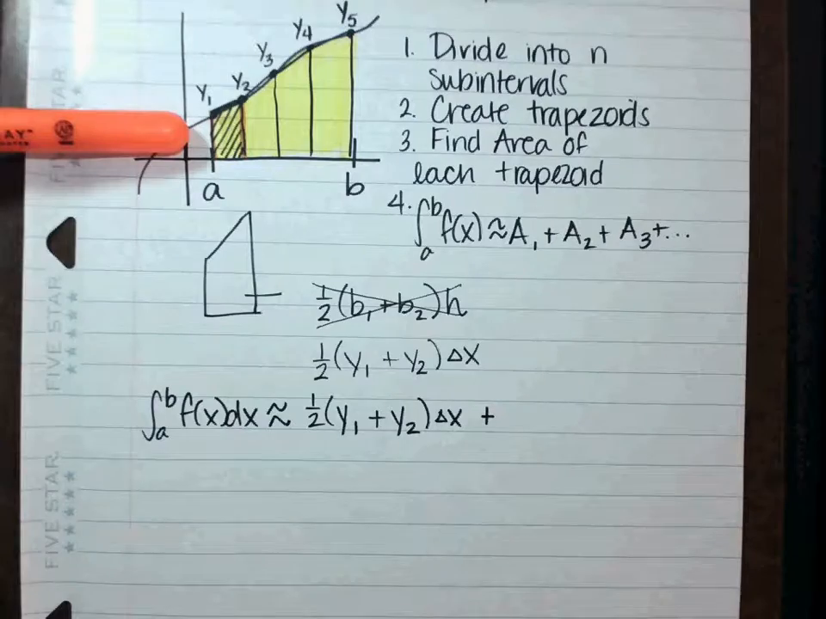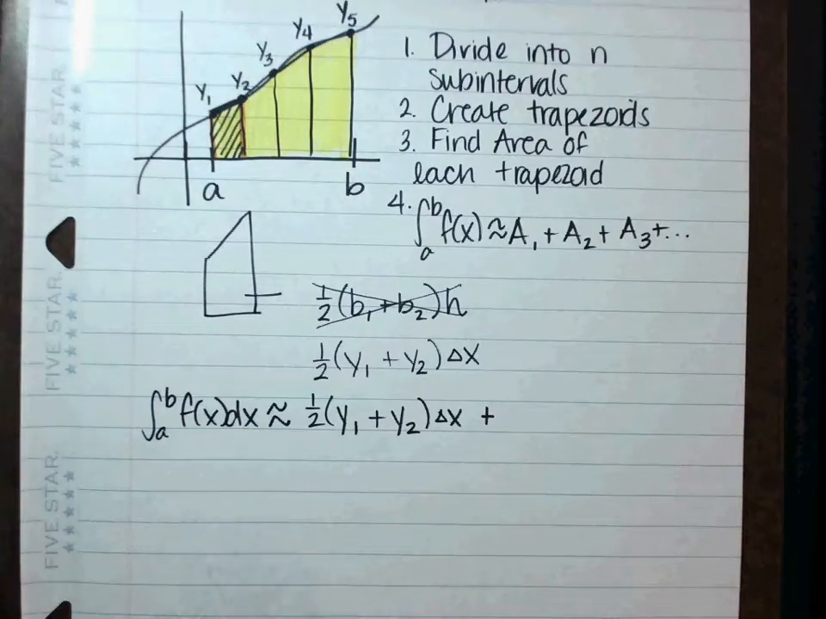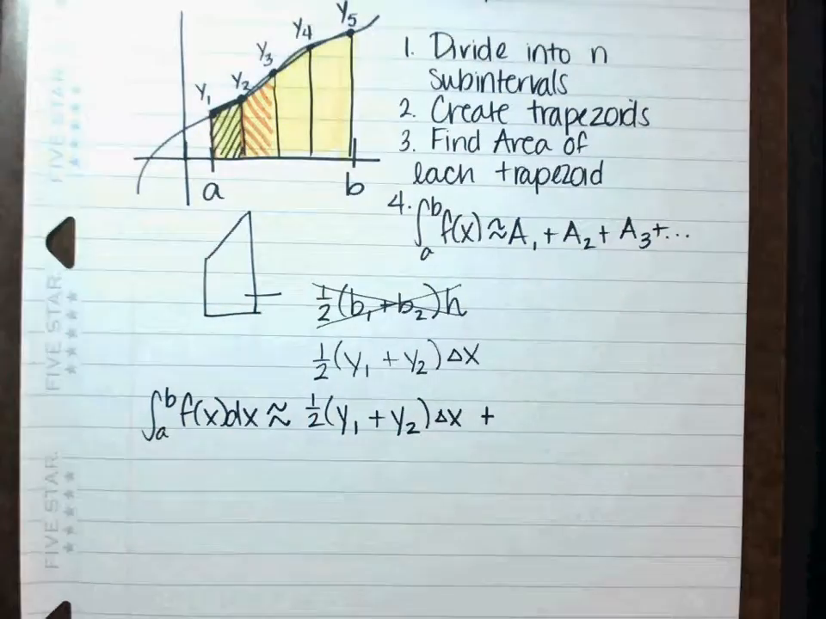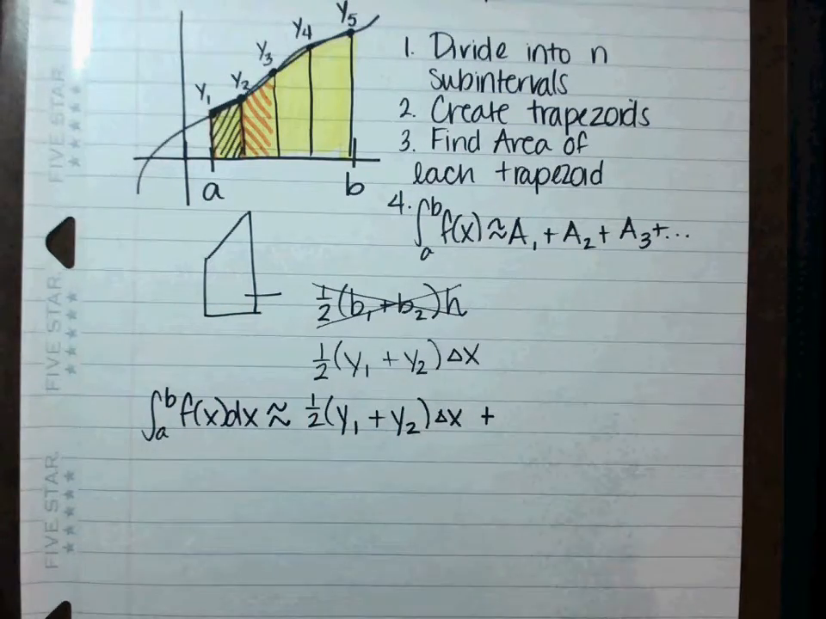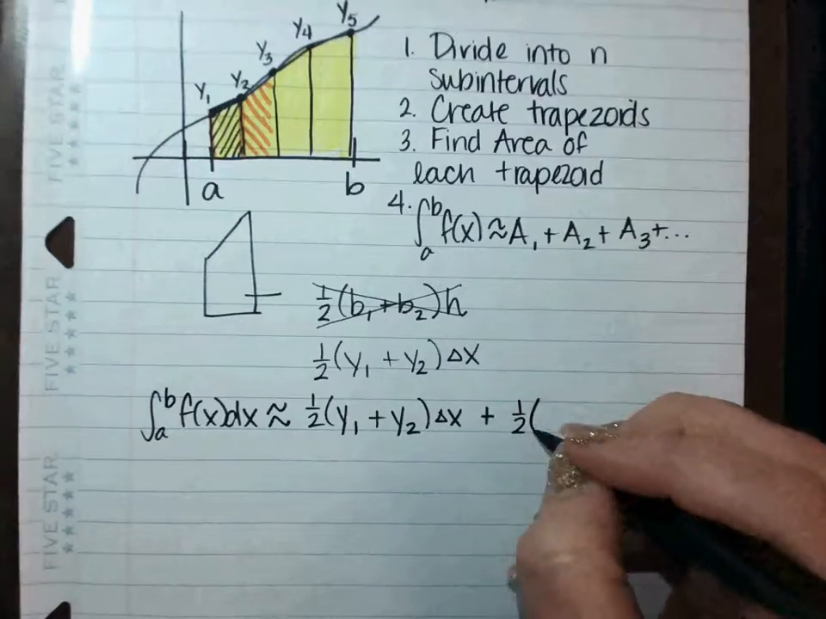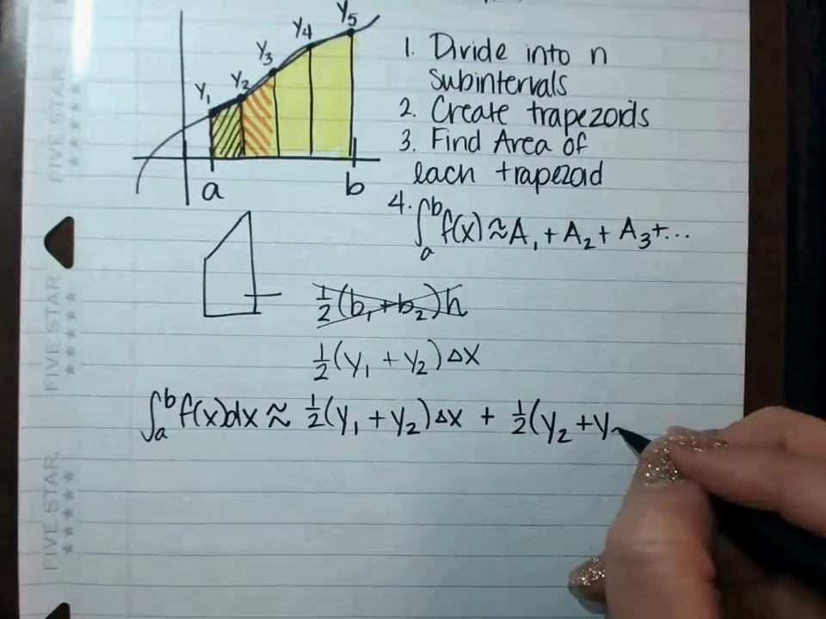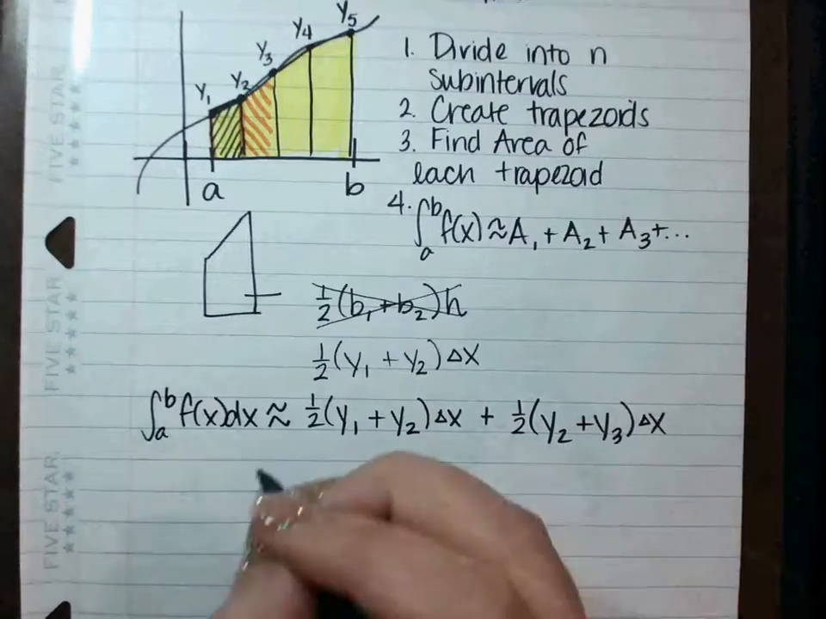Now, that was my first trapezoid. This is my second one. I'm going to highlight it in orange. Okay, what are my bases for that second trapezoid? y2 plus y3. Delta x plus.